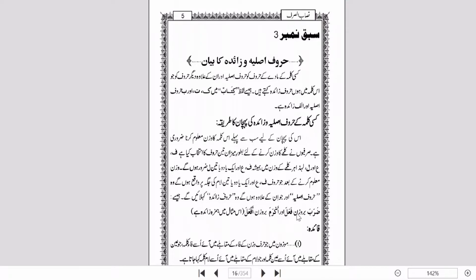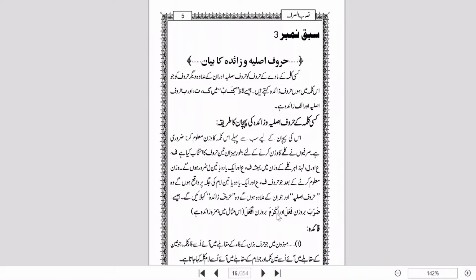For example, Daraba is on the scale of Fa'ala and Akrama is on the scale of Af'ala. So in Daraba, Dad comes on the scale of Fa, Ra comes on the scale of Ain and Ba comes on the scale of Lam. So these 3 letters of Daraba are all Huroof Asliya. These are the original letters. There are no additional letters.